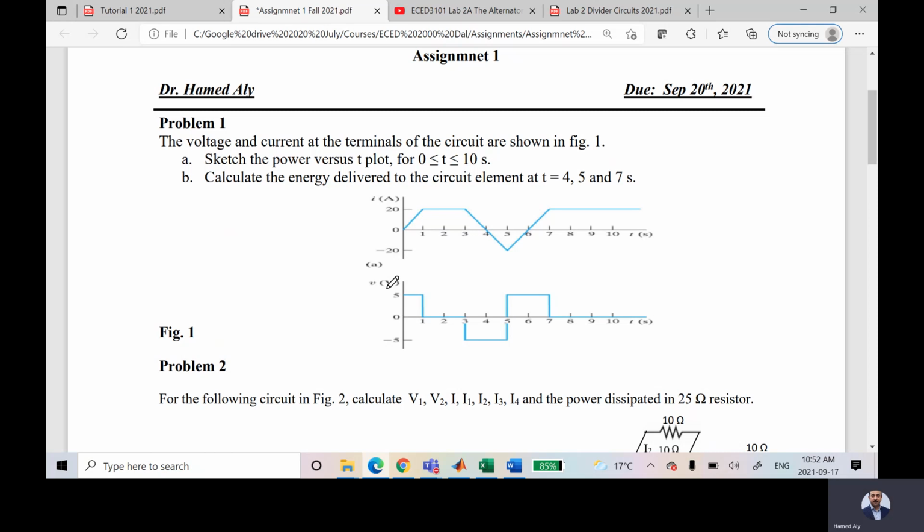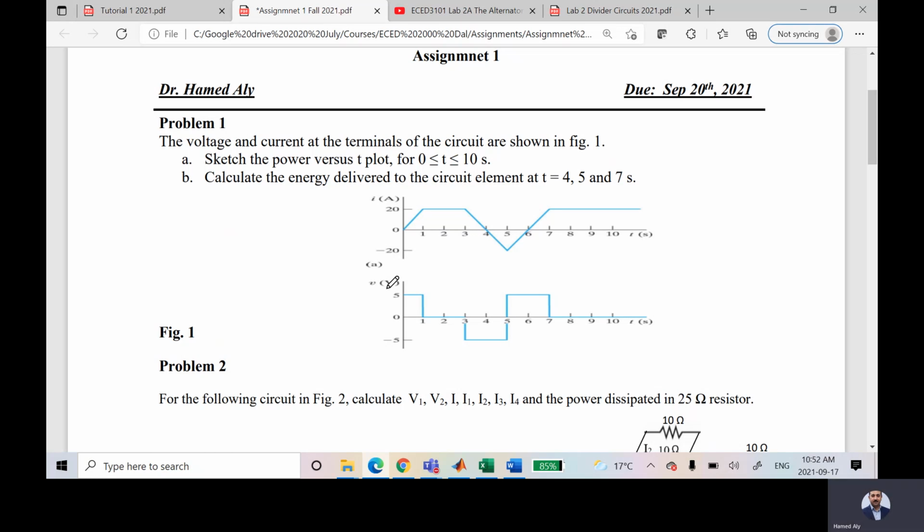So if you would like to calculate the power, what do we need, Benjamin? Power is equal to what? V times I. So Andy, if I would like to calculate the power, I have to find the equation of V and the equation of I. So the first step for solving any problem like that is to find the equation of the current and the equation of the voltage.